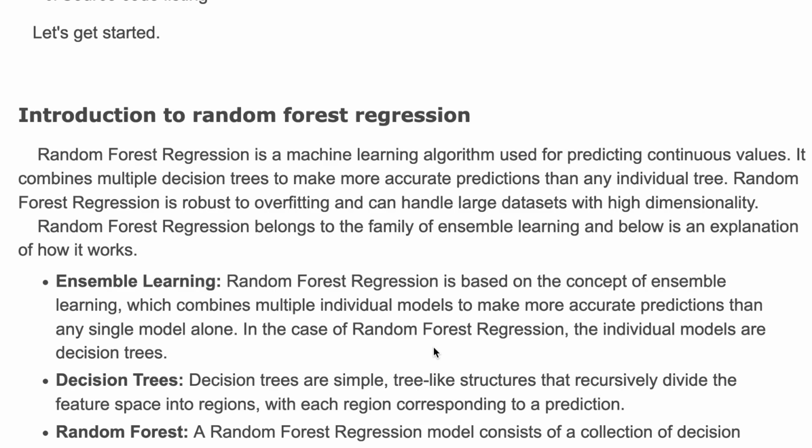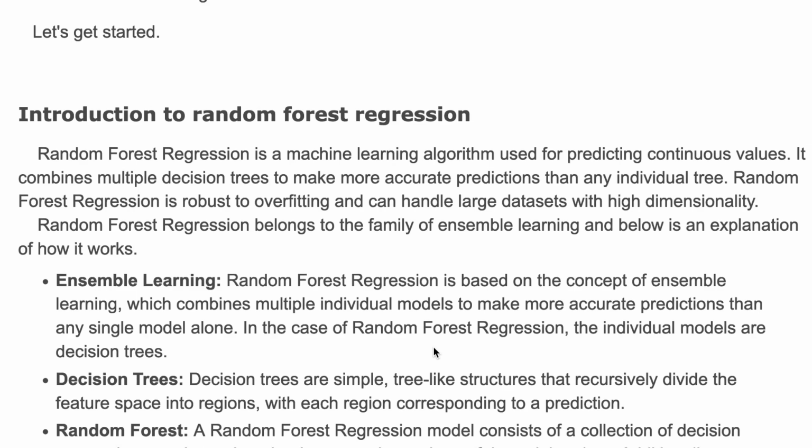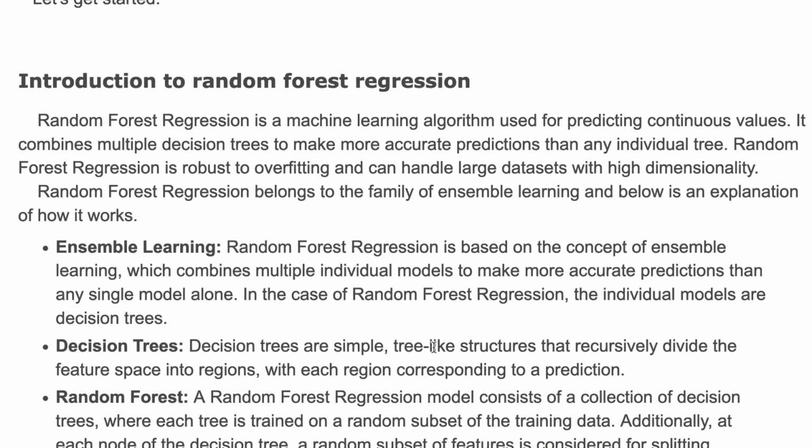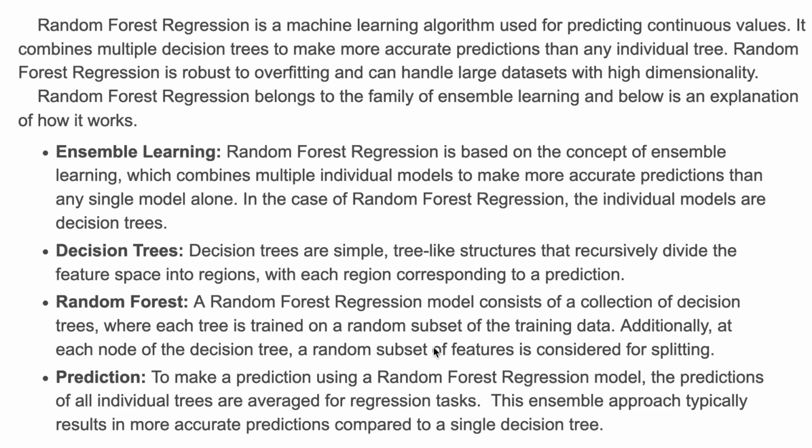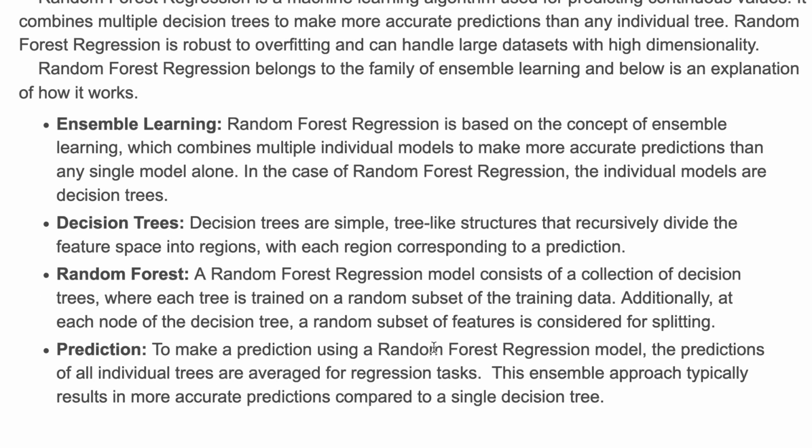This model is a machine learning algorithm used for predicting continuous values. It combines multiple decision trees to make more accurate predictions than any individual tree. It's robust to overfitting and can handle large datasets with high dimensionality. Random forest regression belongs to the family of ensemble learning, and below is an explanation of how it works. Random forest regression is based on the concept of ensemble learning, which combines multiple individual models to make more accurate predictions than any single model alone. In the case of random forest regression, the individual models are decision trees.